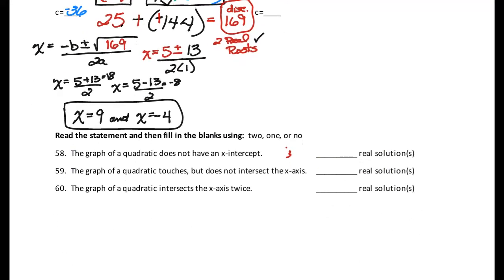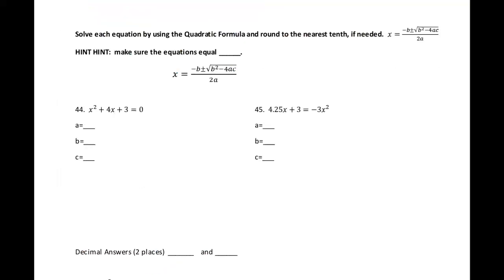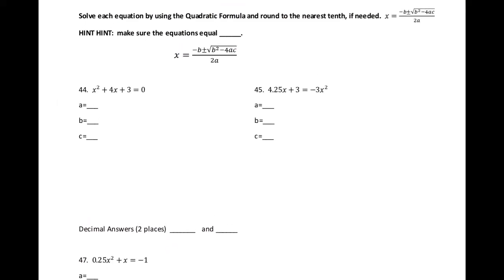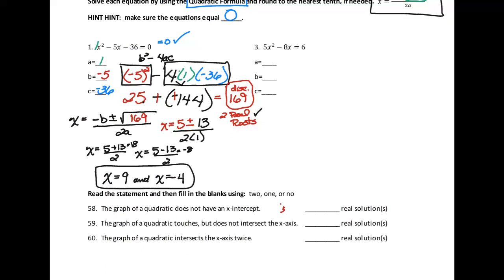Okay, let us go to the back side now. Was everybody done copying that or not quite? Everybody done copying that? Okay. So make sure you set it equal to 0. Find your A, B, C values. Find the discriminant. Substitute that in and try to solve.